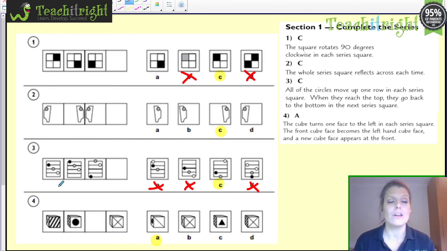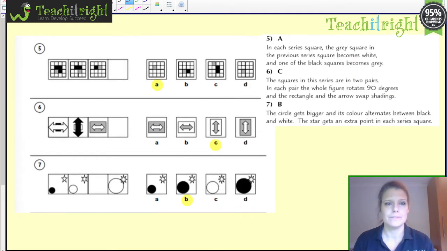This means if you look at the first image, you've got the stripy cube face at the front. That then is on the left in the next box as the cube has been turned, and we have a black circle on the cube face. So what you need to be looking for, and there's only one choice, is a cube with a black circle on the left, and that was option A. 5 was option A as well.